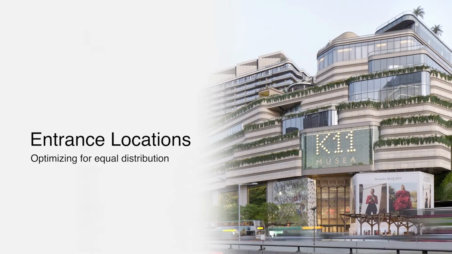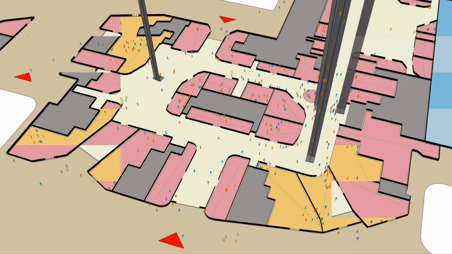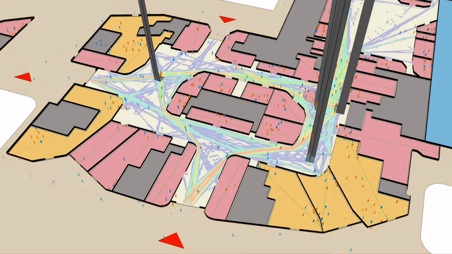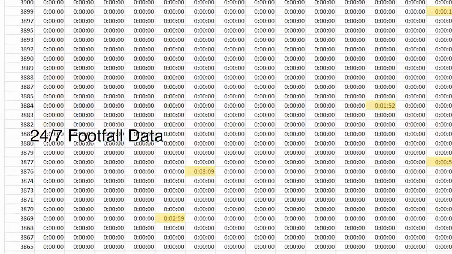One of the benefits of running these simulations is that we can analyze the impact of footfall of different entrance locations. For our modified option, we will combine the two side entrances into one central entrance. We can then compare these two options based on heat maps and data which we can draw from a 24-hour simulation.